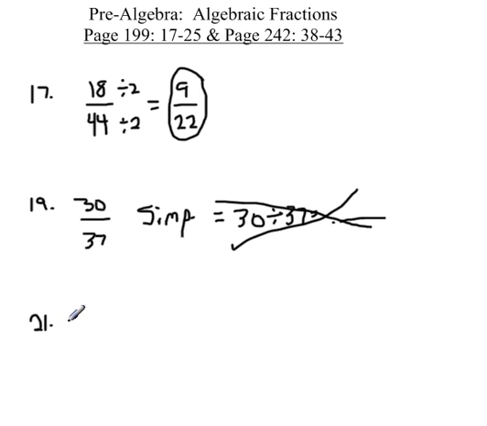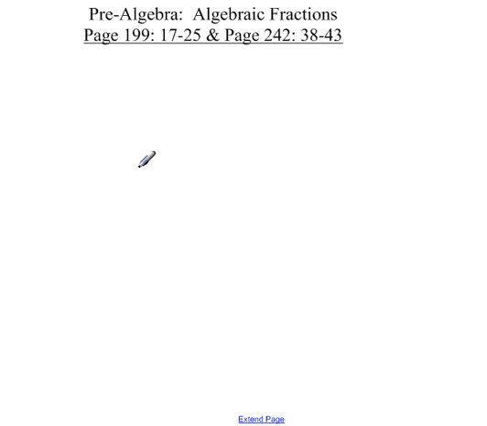And number 21 is 17 over 51. This one is not quite as obvious, but 17 is actually the common factor here. Sometimes that works. Always give that a shot. See if one will go into the other. 17 divided by 17 will give you 1. 51 divided by 17 is 3. So your simplified fraction is 1/3. All right, so those are the odds from 17 through 21 for simplifying fractions that don't have any letters in them.